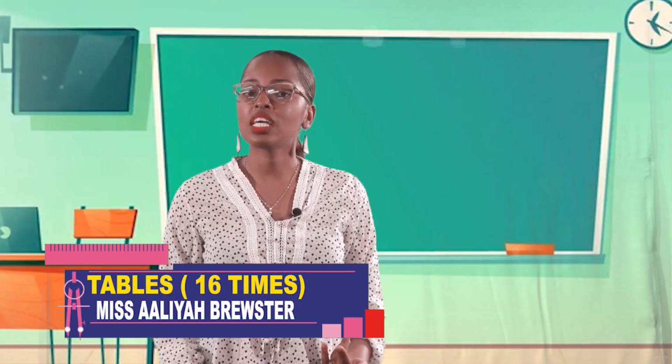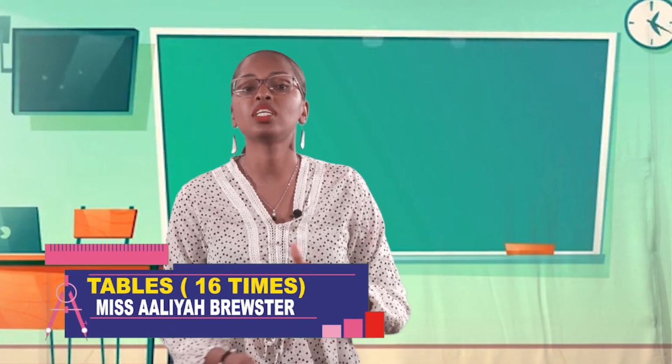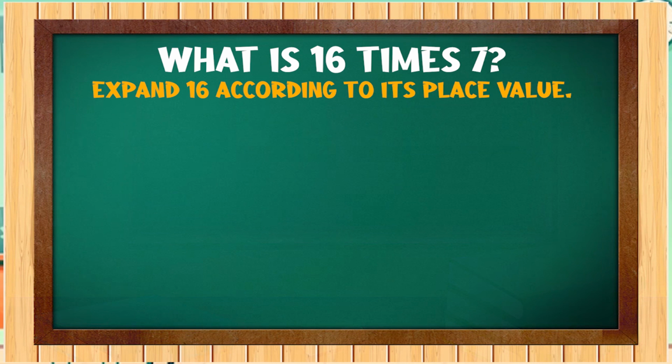Let's do a practical example so that you can better understand the open array method. For this example, we'll be looking at the question, what is 16 times 7? According to the open array method, we begin by first expanding the double-digit number according to its place value. In this case, the double-digit number would be 16.